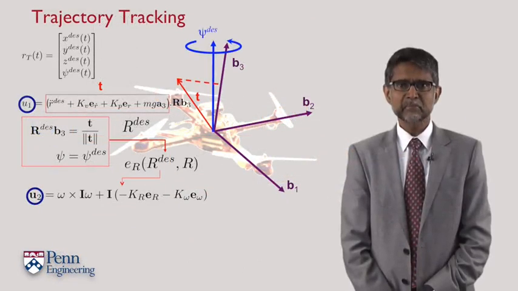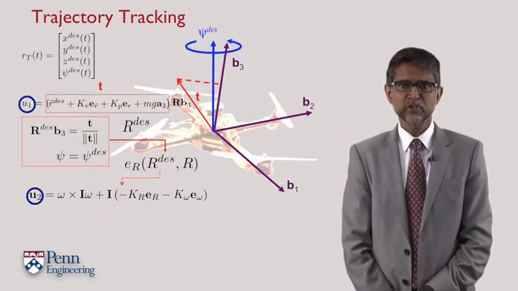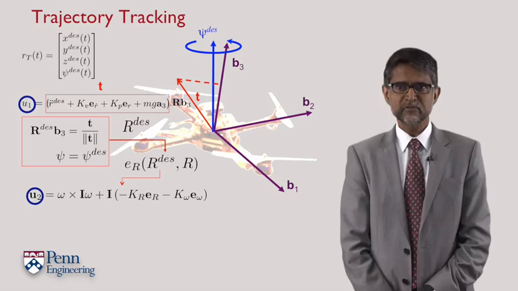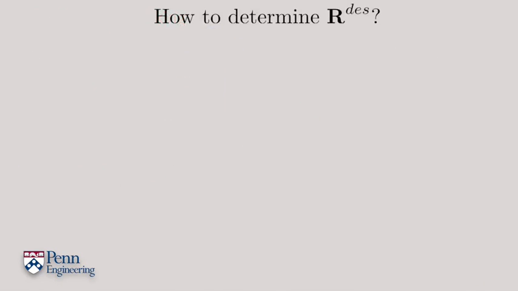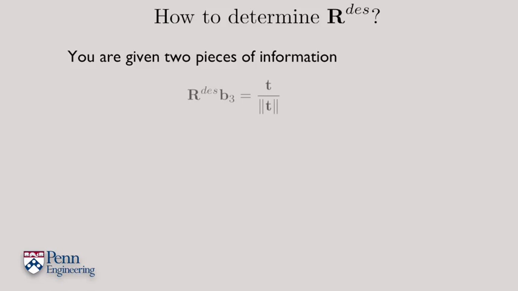There are a couple of steps in the derivation of the control law that are not straightforward. First, how do we determine the desired rotation matrix? Recall that we have these two pieces of information. First, we want the vector b3 to be aligned with the vector t. T is known, and we want to find r desired so that this equation is satisfied.